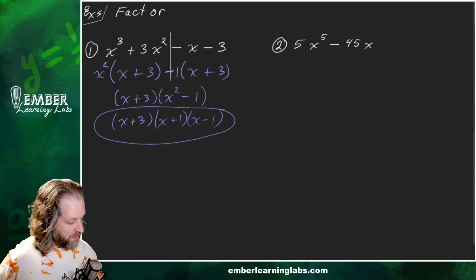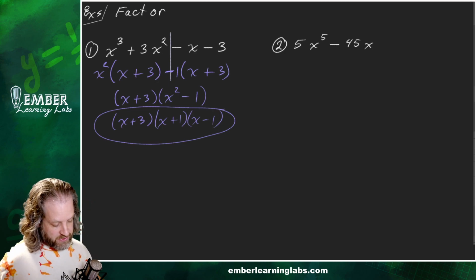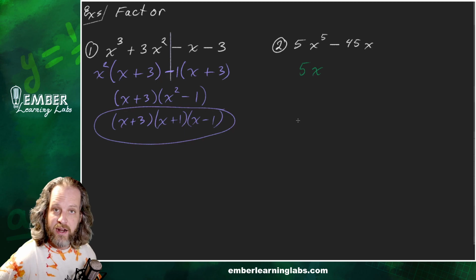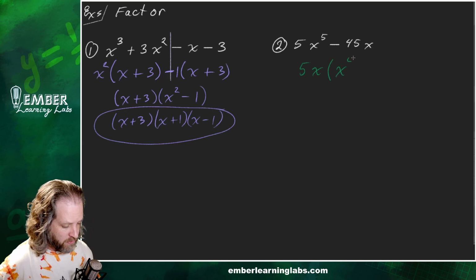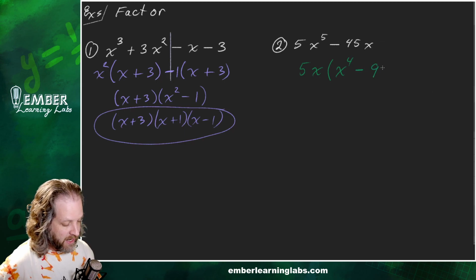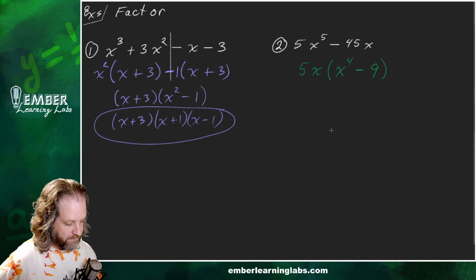So again, on this one, we're looking for that GCF. So we have 5 that goes into both of them. So we're going to pull out a 5. There's also an x in both of them. So we're going to pull out an x. When we do that, on the first one, we're left with x to the 4th. On the second one, we're left with minus 9, because 45 divided by 5 is 9. X divided by x is 1, right?